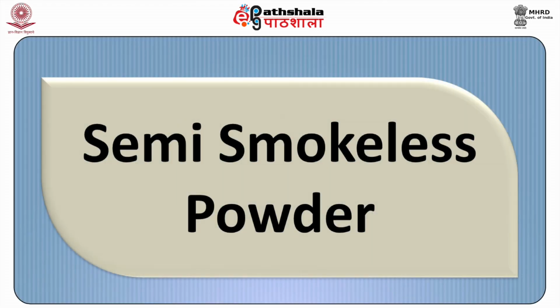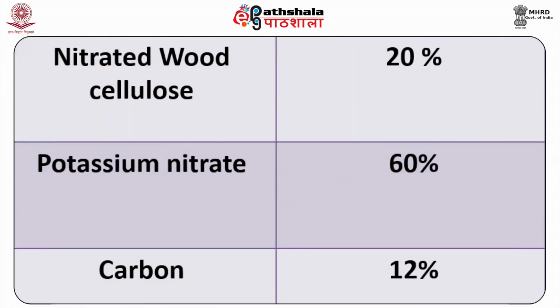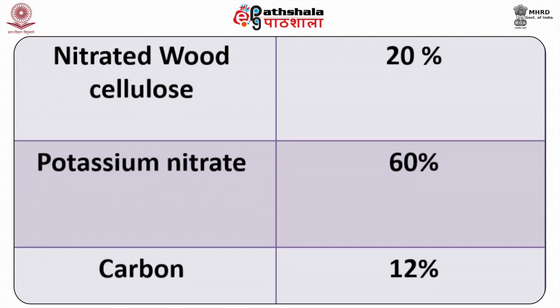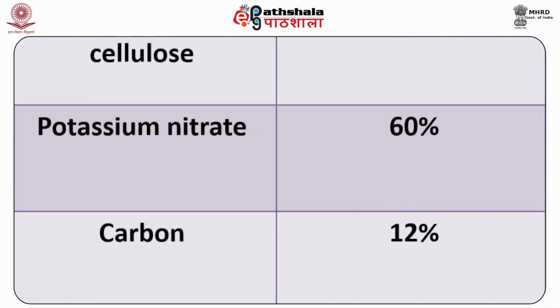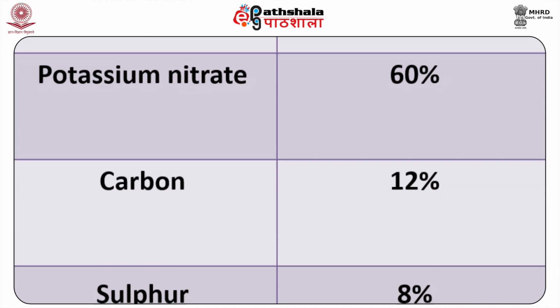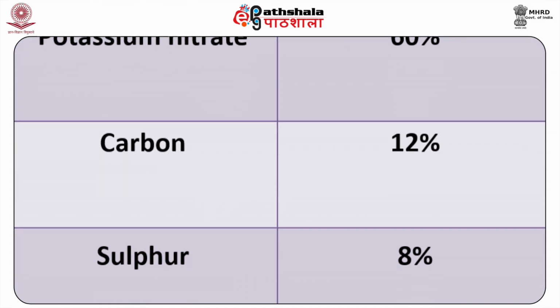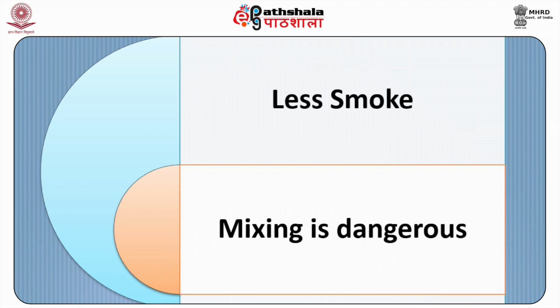Next category we have is semi-smokeless powder. Semi-smokeless powder is a mixture of black powder and nitrocellulose. The approximate composition of the powder is as follows: nitrated wood cellulose, which is 20%, potassium nitrate, which is 60%, carbon, which is 12%, and sulfur, which is only 8%. This powder produces less smoke than gunpowder, but the mixing process is quite dangerous. This aspect has prevented its extensive production and use.